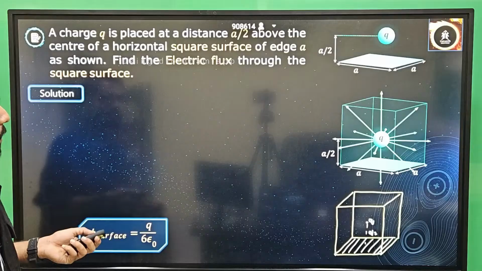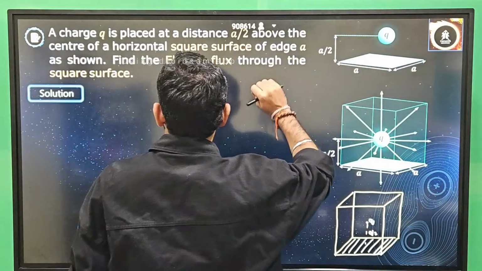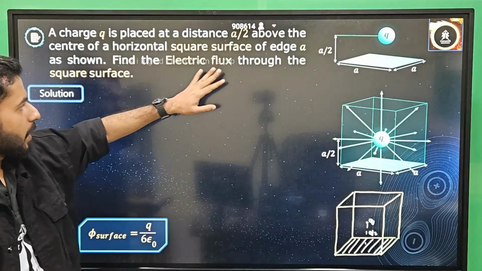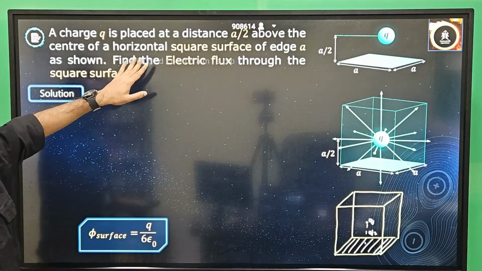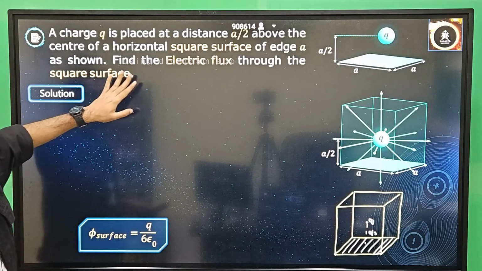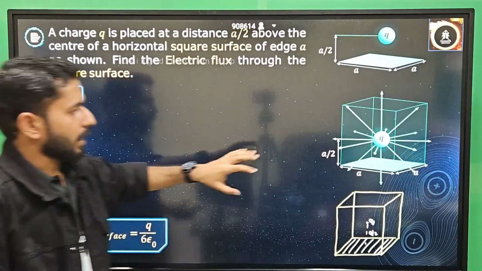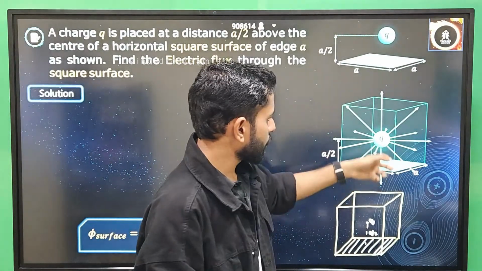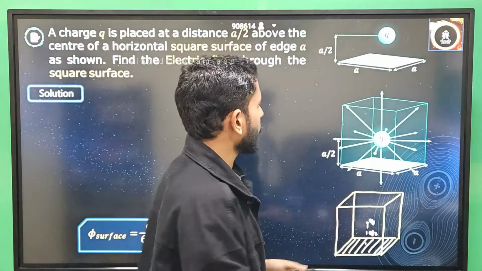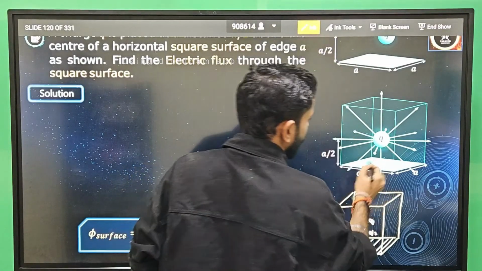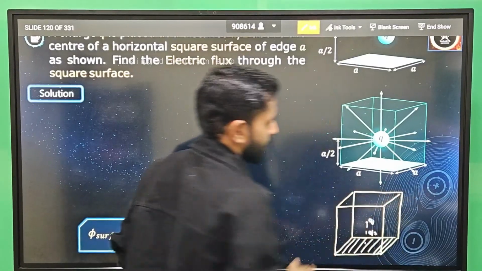Let's solve this final question also. Read the question. A charge Q is placed at a distance a by 2 above the center of the horizontal square surface of side a as shown. Find the electric flux through the square surface. A cube is taken and it is kept at a distance a by 2 from this face. You have to tell me what will be the electric flux through this bottom base. Through this, what is the electric flux that you will be getting?